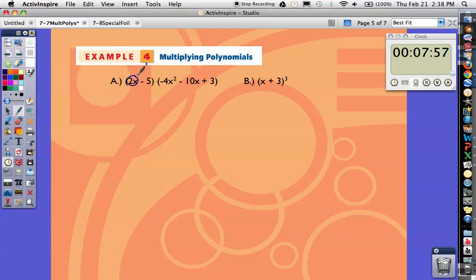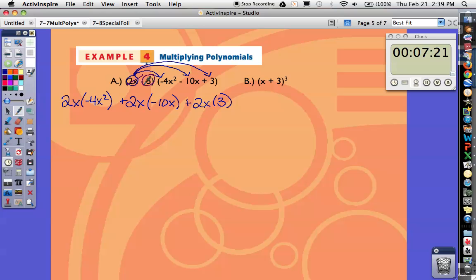We have the 2x times the negative 4x squared, 2x times the negative 10x, and 2x times the plus 3. So write that out. I would just always put a plus sign in unless this first term is negative. There's nowhere else to go with that 2x, so we're moving on to the next term. We're done here. We can go on to the minus 5.